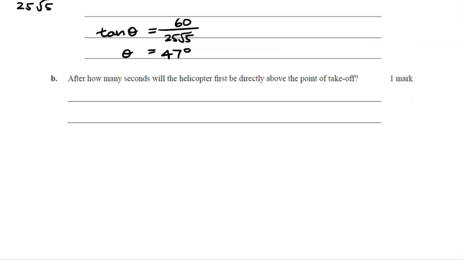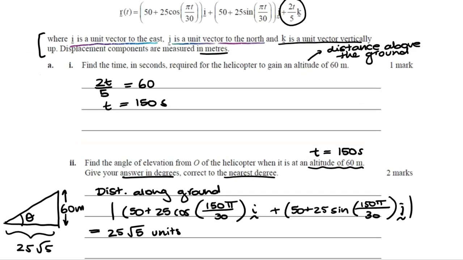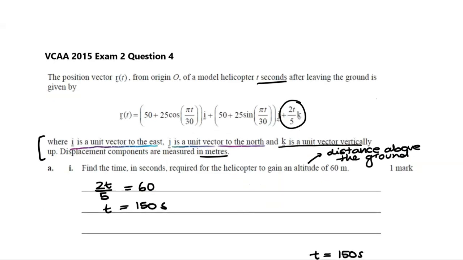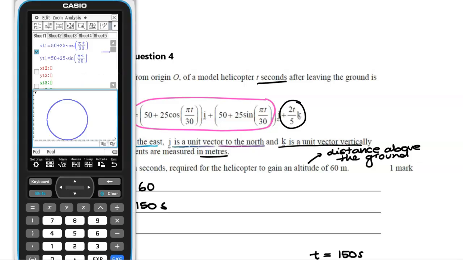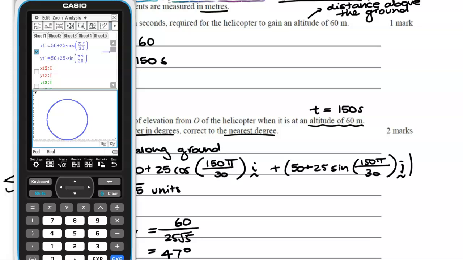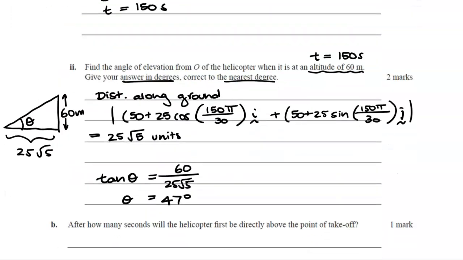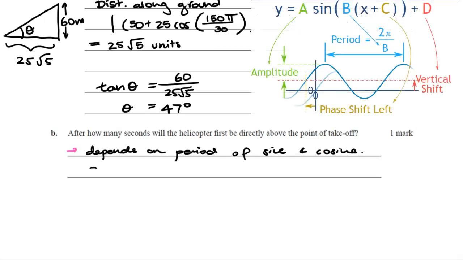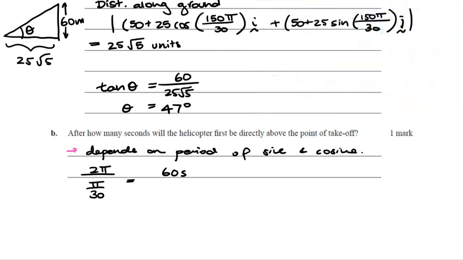Okay, this last question says, after how many seconds will the helicopter first be directly above the point of takeoff? If we go back and look at this, we can see that this portion, the i and j components, are describing motion in a circle that is not centered at the origin. So this k component just increases the height, and if we were looking from a top-down view, we would see it going in a circle, but it's going to be spiraling upwards. So the time it's directly above the point where it took off is going to depend on the period of the sine and the cosine. So to find that period, we've got 2 pi over that pi over 30, the coefficient of that t, which is 60 seconds.